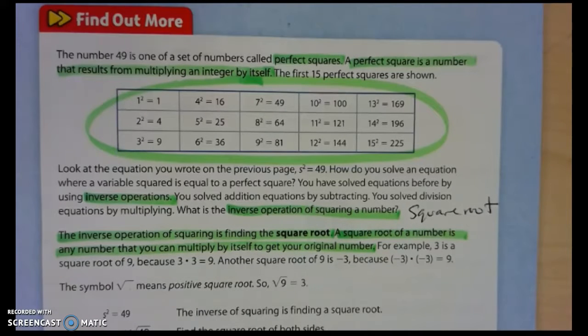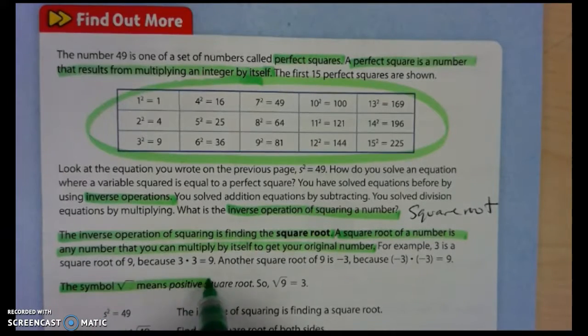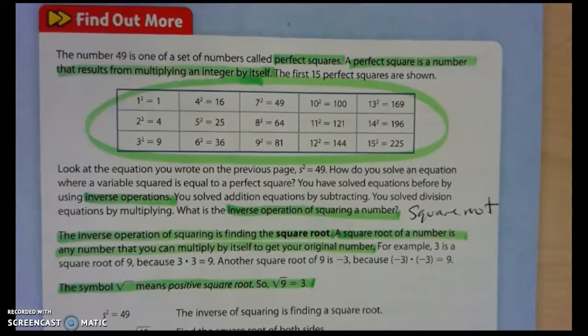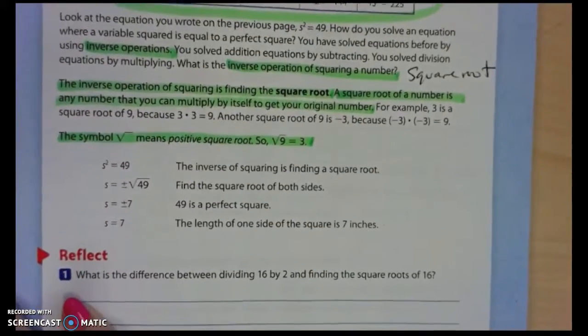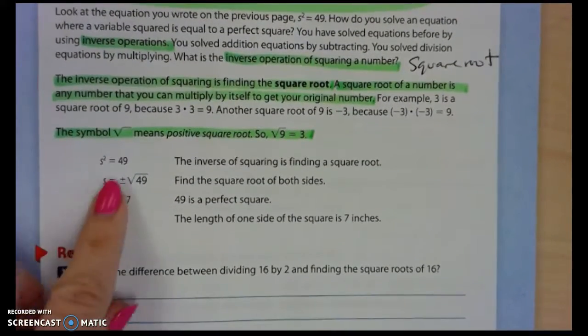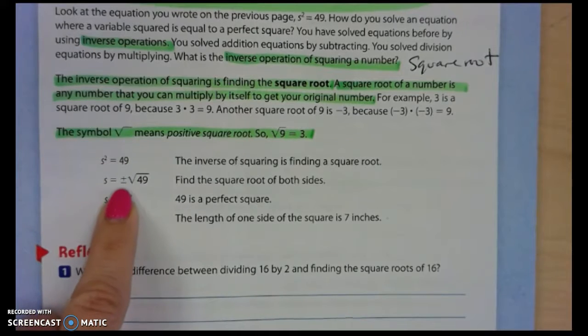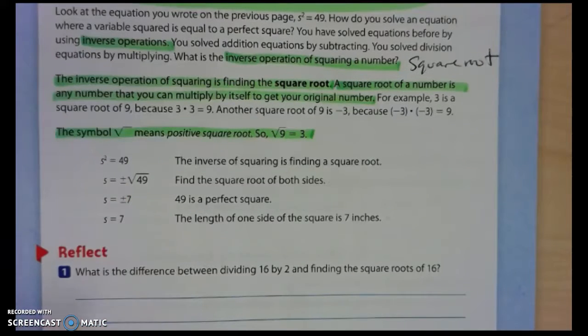For example, 3 is a square root of 9 because 3 times 3 equals 9. Another square root of 9 is negative 3 because negative 3 times negative 3 is positive 9. Now, the radical symbol means positive square root. So the square root of 9 equals 3. They're telling you that you could have a positive square root. You could also have the negative square root. Typically you are just using the positive. So when you just see the radical symbol without this plus or minus, they only want the positive one.